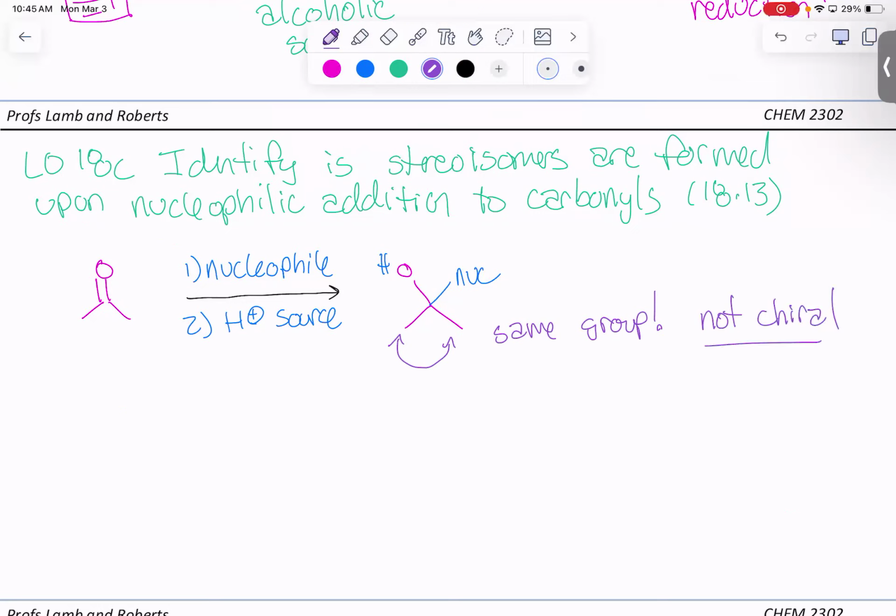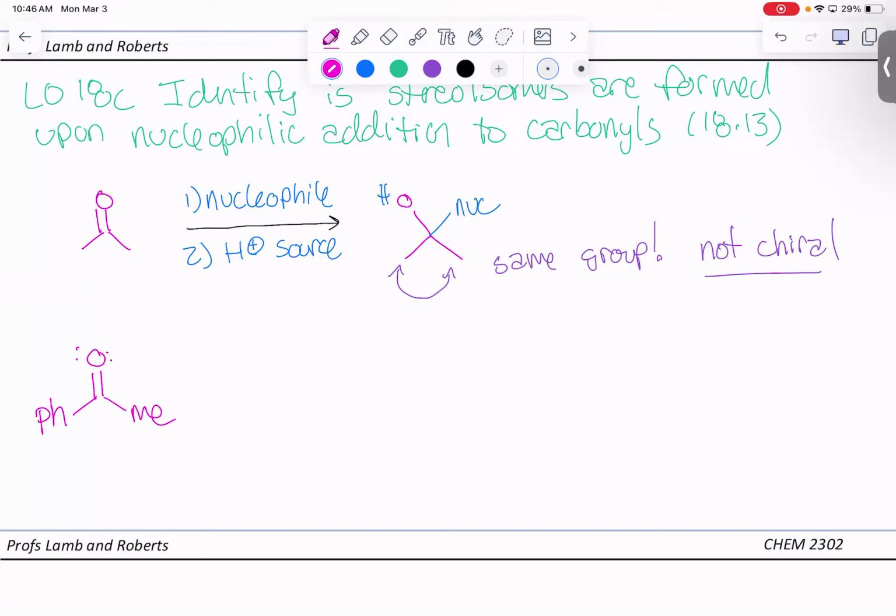Now let's try a different molecule and see if we can identify, knowing that we have to have a chiral molecule at the end, if we have different groups. Let's start out with acetophenone. Acetophenone has a methyl group and a phenyl group on it. Now let's say a nucleophile is added.